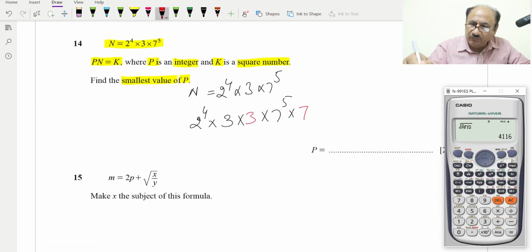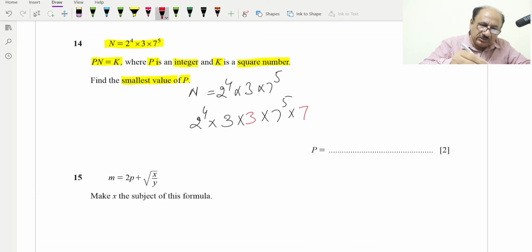Now we can check for this one: 2 raised to the power 4, multiplied by 3 squared, and then multiplied by 7 raised to the power 6. We are getting a bigger number, but if we take the root of this, the root of the answer will be a whole number, 4116. So it means that this is converting into a square number.